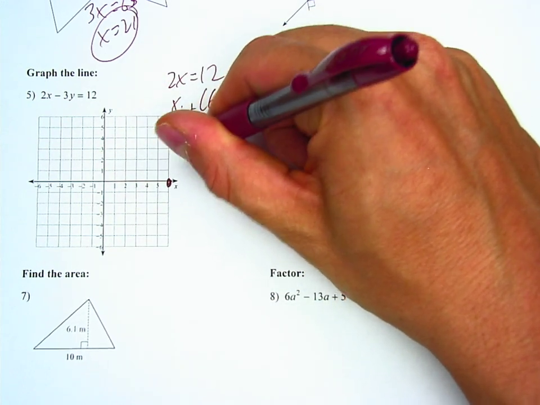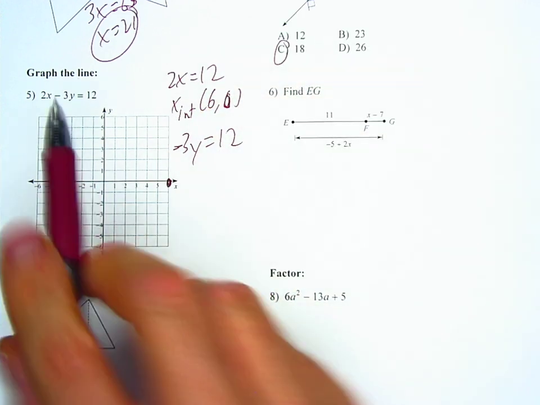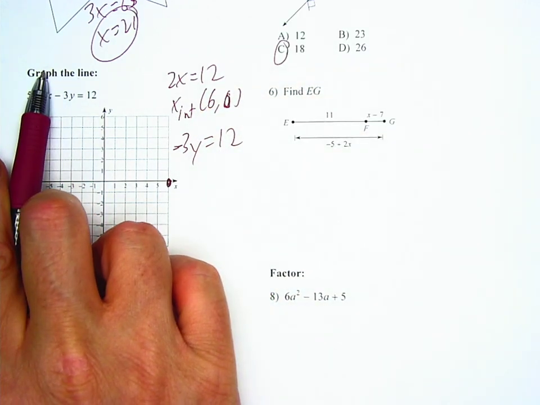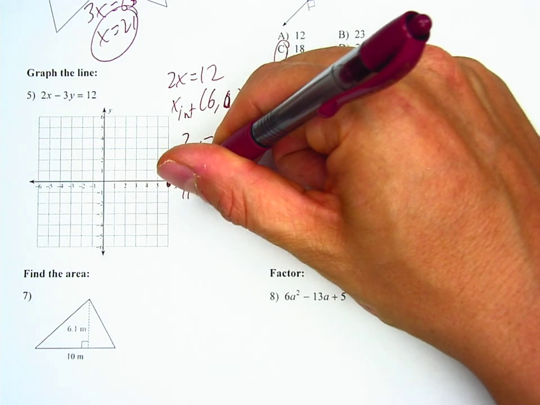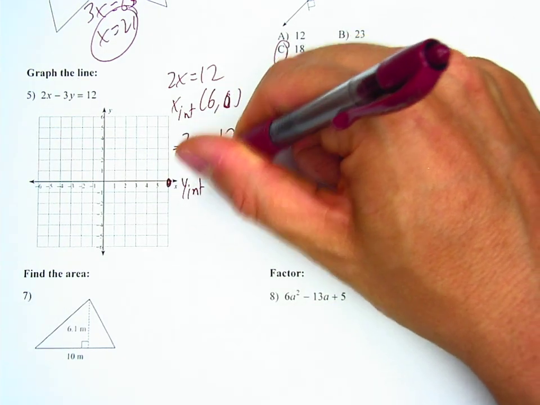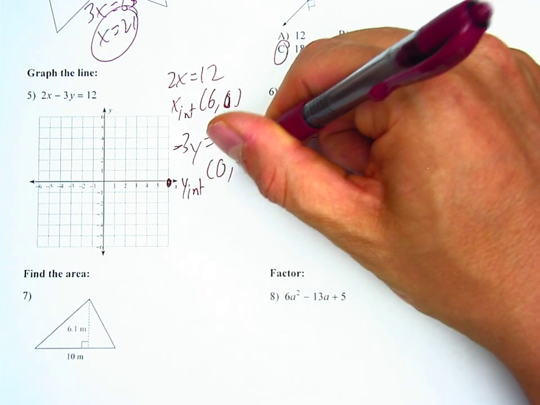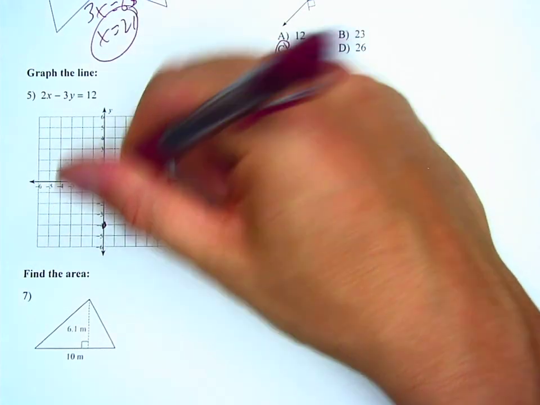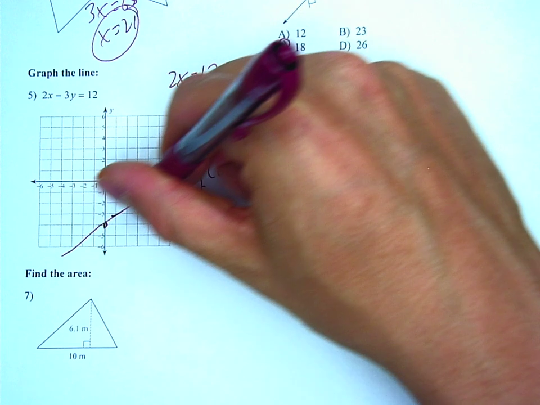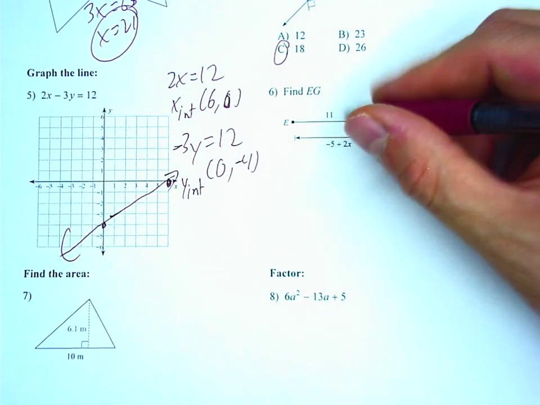The other one here is negative 3y equal to 12. So I set the y coefficient equal to 12 here. So this will give me the y-intercept, which again is on the y-axis. So this is (0, negative 4). Negative 3 into 12 is negative 4. We'll connect those two together. We have our line. Question 6.